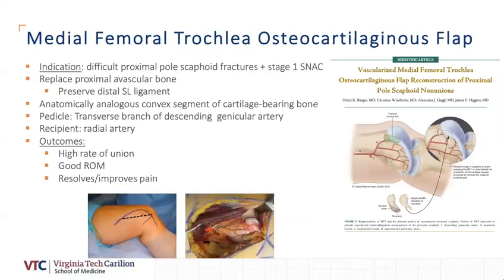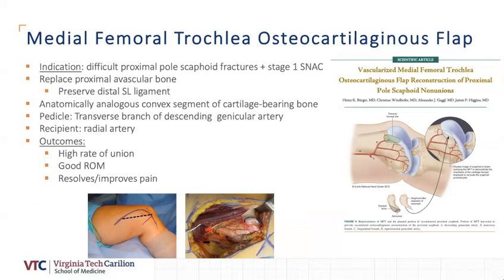So another option is you could do a medial femoral trochlear osteocartilaginous flap. This is where you will take a free flap from the medial trochlea and then use that to replace the proximal portion of the scaphoid. So this would be indicated really if there's a difficult proximal pole scaphoid fracture in only early stage 1 SNAC wrist.